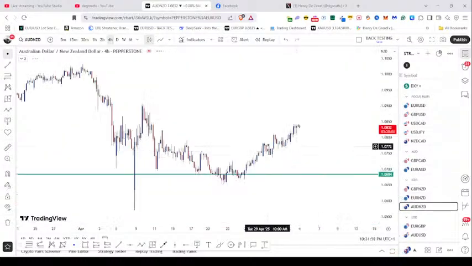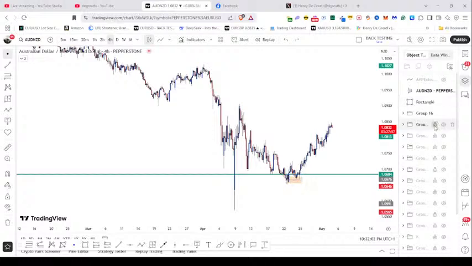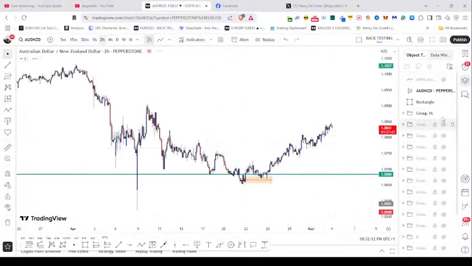Then AUD NZD, like I told you before, we had a setup here, but the setup has actually completed. I don't really know where I saved it. Pardon me, guys. It was a setup into this level. This was a setup here. I don't think I can bring that out.